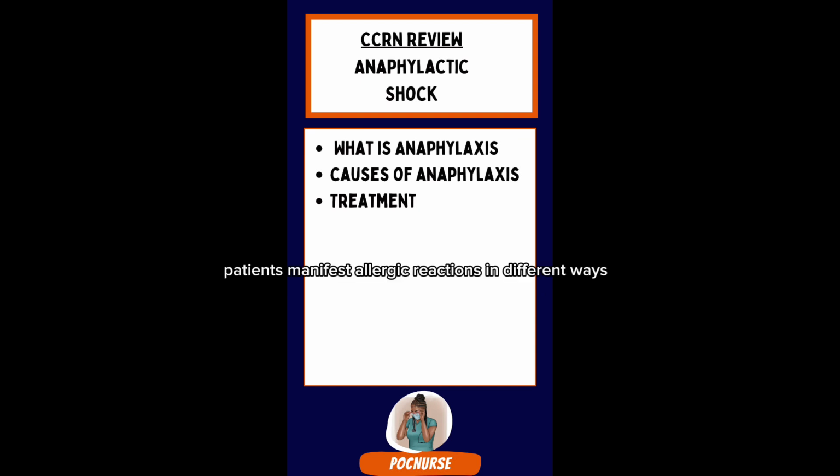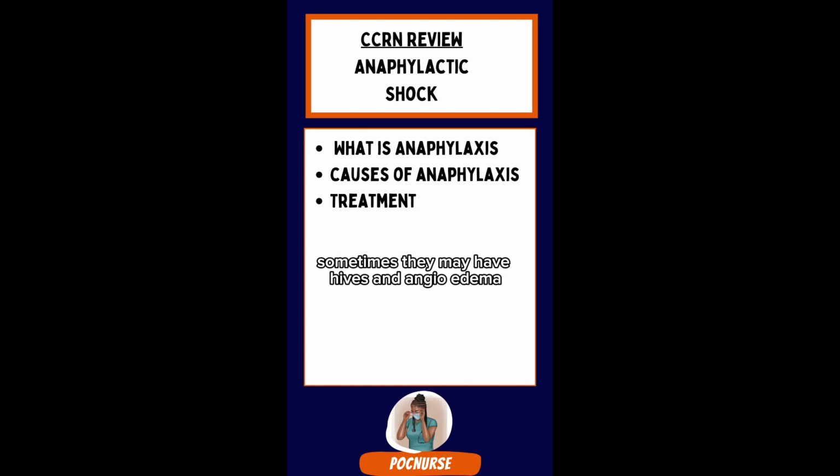Patients manifest allergic reactions in different ways. That is, they show allergic reactions in different ways. Sometimes they may have hives, angioedema, trouble breathing, and sometimes these allergic reactions could progress into shock.